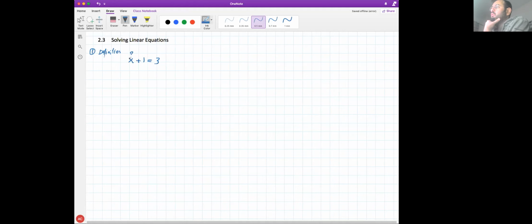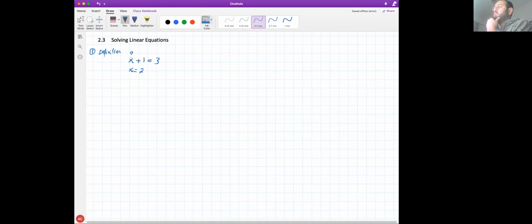Last time we just checked. I gave you some numbers and asked you to plug them in and check. But today we're going to actually find the answer ourselves. It could be something as simple as this or something longer, as we're going to see later. So here, what it means is a number we don't know added to 1 is 3. Apparently the number must be 2. That's right. So this is a solution.